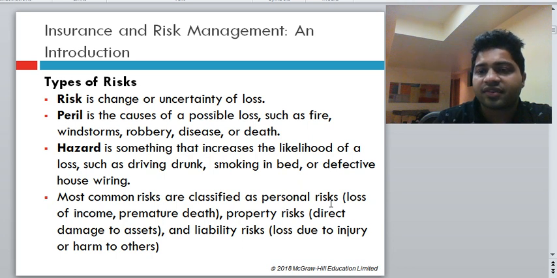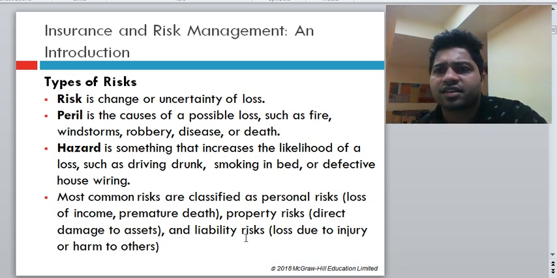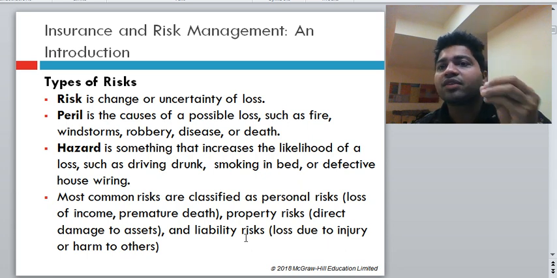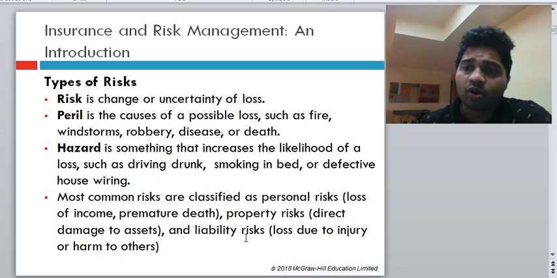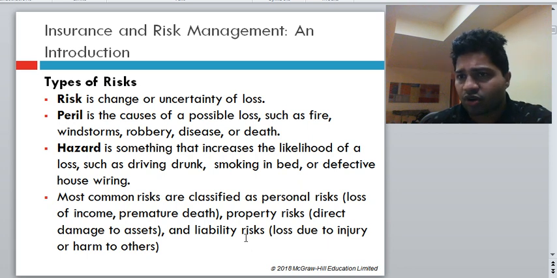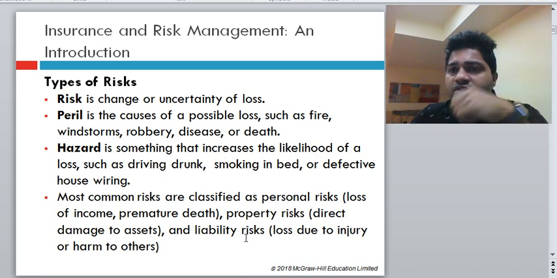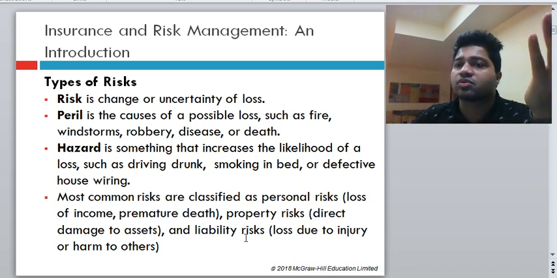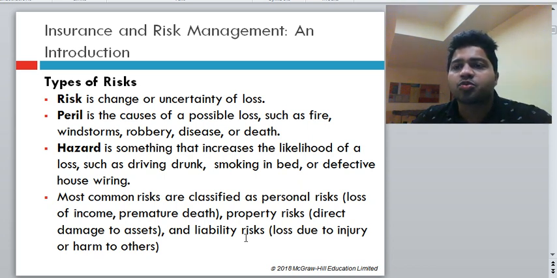Most common risks are classified as personal risk, loss of income, premature death, property risk, and liability risk. So three forms of risk are there. Personal risk is everything to do with your income source. So losing a job, that's a personal risk. Losing income because of disability, that's a personal risk. Losing income because the main wage earner of a family dies, that's a personal risk. Property risk is something that you face on your assets, majorly personal assets like car, house, electronics, etc. For example, my car can be stolen, my car can be damaged, my property can have a fire, right, or my iPhone can be stolen. So all these are risks on my assets, so these are called property risk.